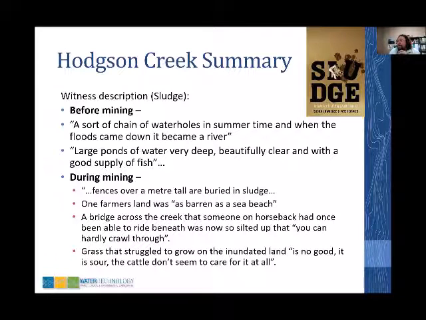And they provide a bit of a description, through witness descriptions, of Hodgson Creek prior to mining. And some of the descriptions that people talk about are a chain of waterholes in summertime, and when the floods came down, it became a river. And large ponds of water, very deep, beautifully clear, and with a good supply of fish. And that's obviously very different to what we see today.